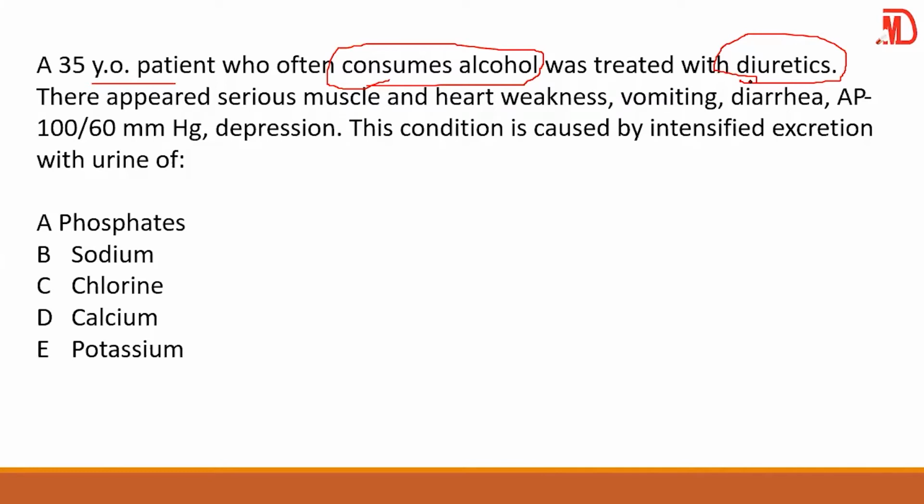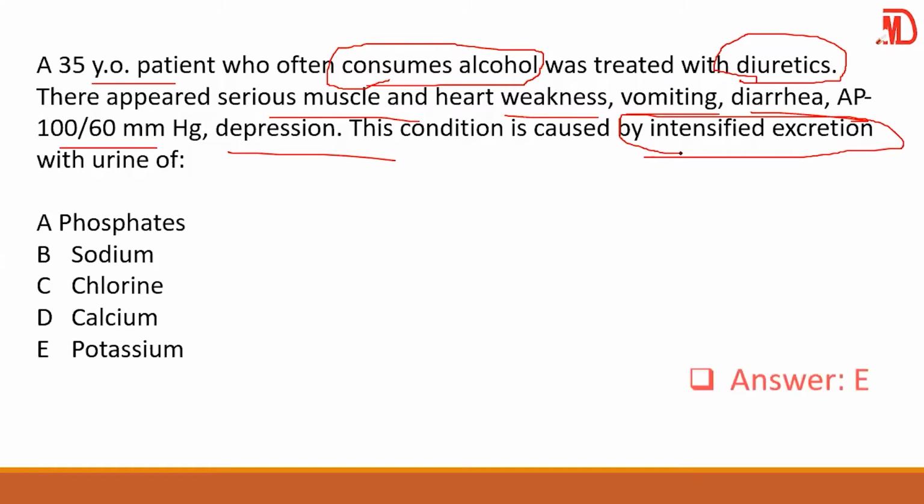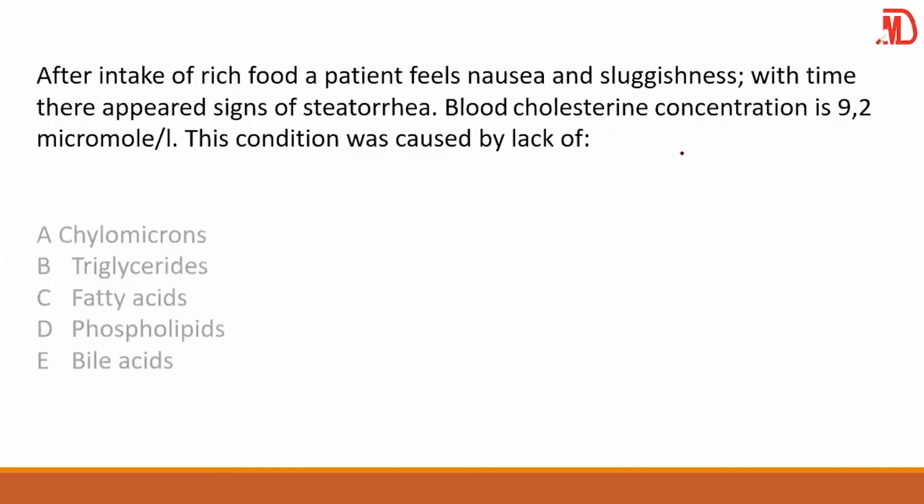All right. Now, let's look at the question. The question said they appeared a serious muscle and heart weakness, vomiting, diarrhea, blood pressure is quite low, and depression. Now, this condition is caused by intensified excretion of, of course, potassium. Again, if you have not watched our previous video, please do justice to that, because we discussed all of these things.